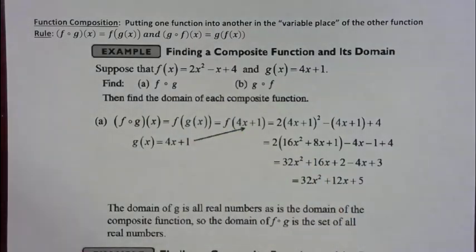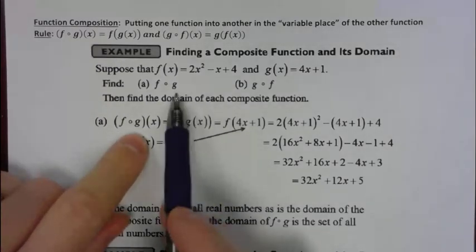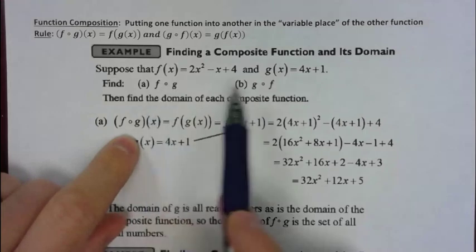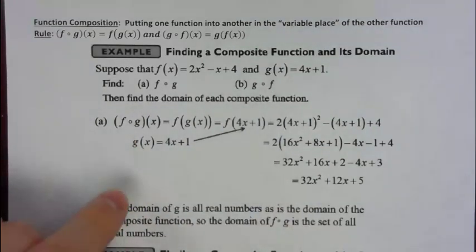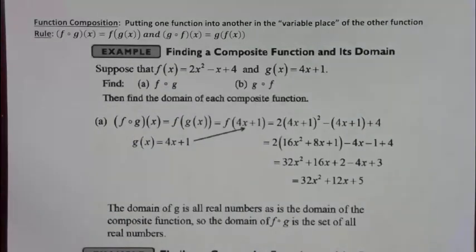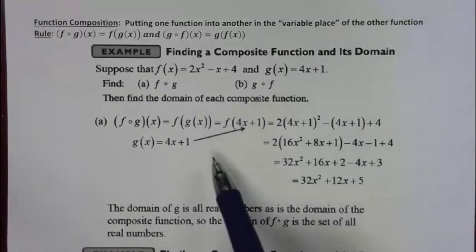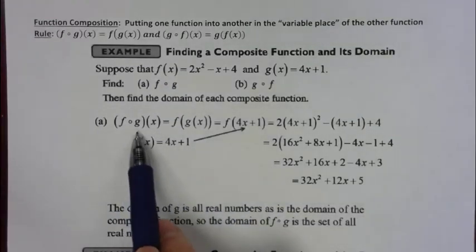We're going to look at two examples here where you are inputting them into each other. First, g is on the inside and f is on the outside, and then vice versa. Then we're going to look at the domain of each composite function as well. So for starters, part A, we're going to look at f of g of x.